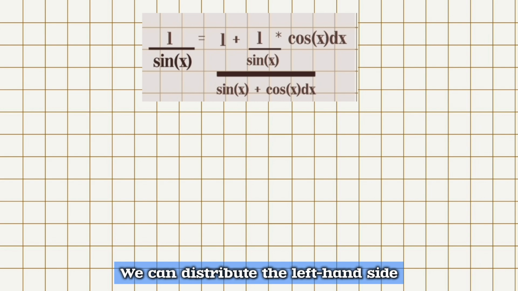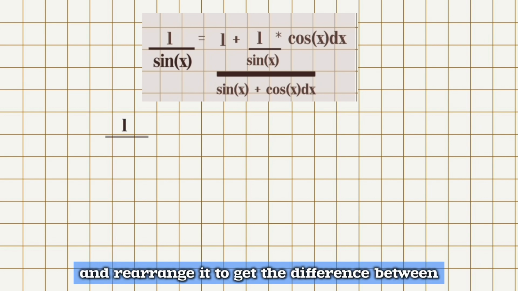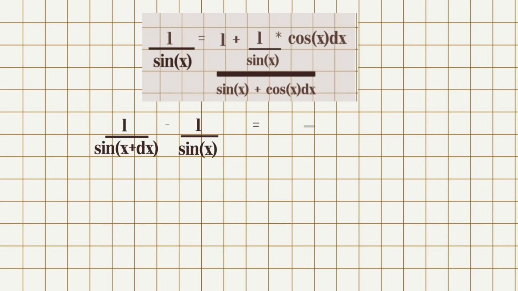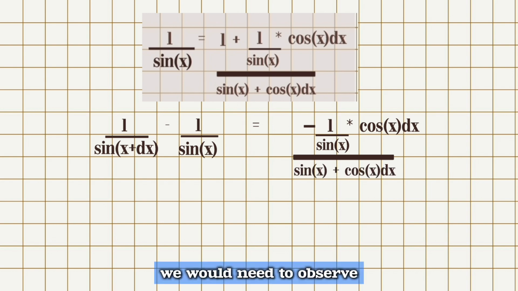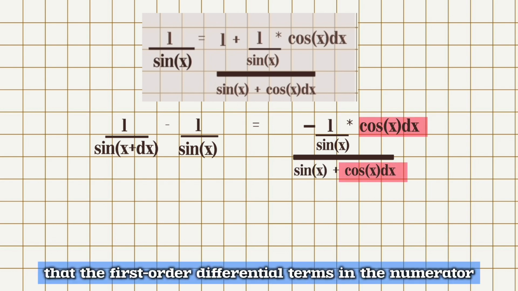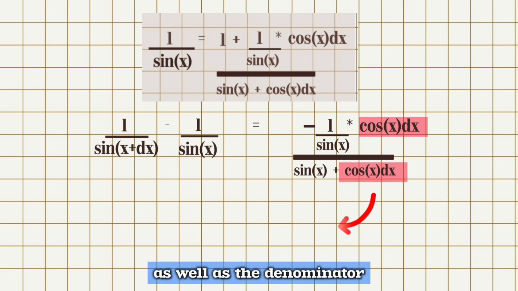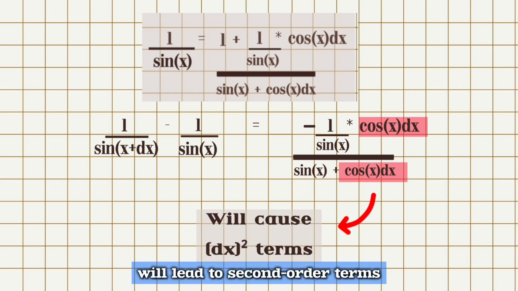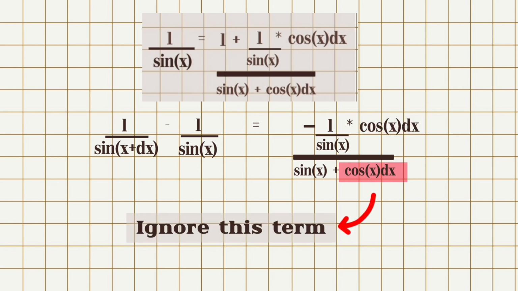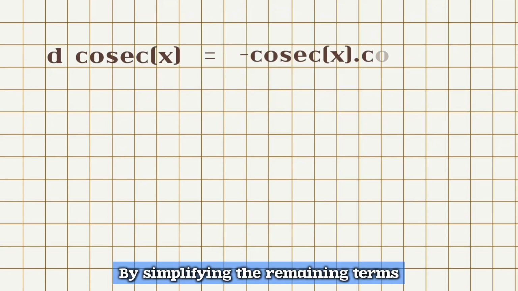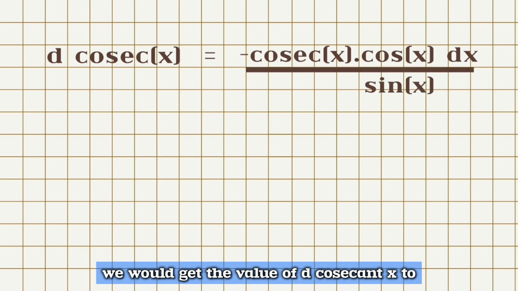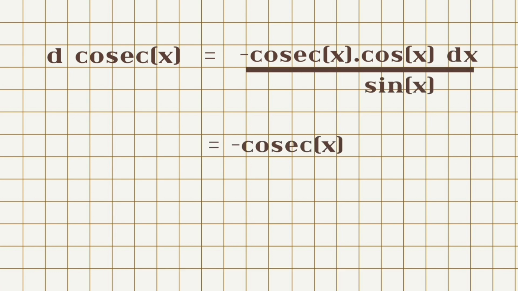We can distribute the left-hand side and rearrange it to get the difference between cosecant x plus dx and cosecant x. To simplify the right-hand side, we would need to observe that the first-order differential terms in the numerator, as well as the denominator, will lead to second-order terms, which are hard to simplify and are negligible. Hence, we can ignore the cos x times dx term in the denominator. By simplifying the remaining terms, we would get the value of d cosecant x to be minus cosecant x times cot x multiplied by dx.